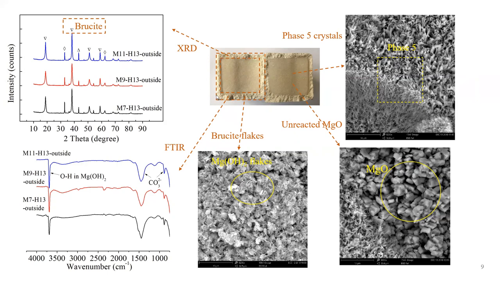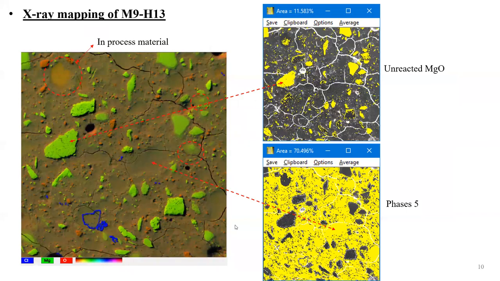But the outer layer, you can see, has already become very loose. This is called the brucite flakes, and this shows the MgOH2 flakes. This is already very powdered away and very loose, which is not stable. So this also confirmed that M9H13 is the best, and M11H13 has already delaminated like this, which is not very stable.